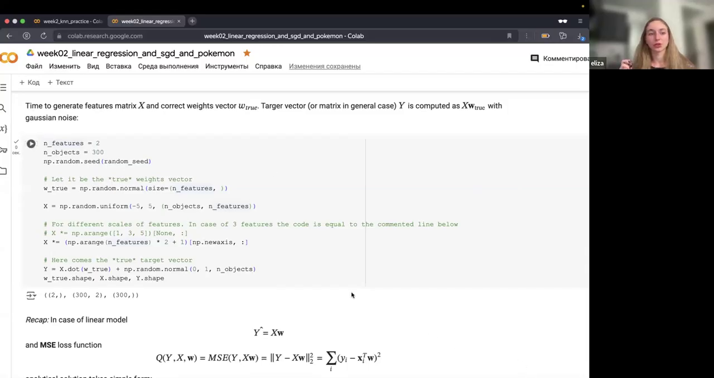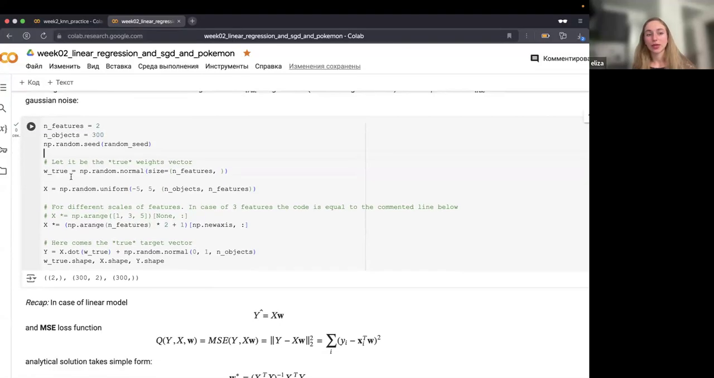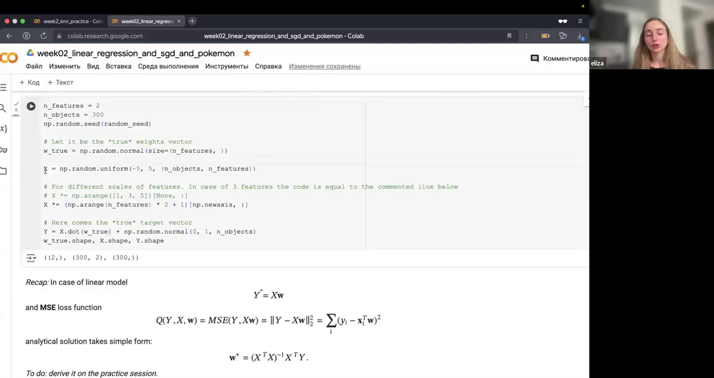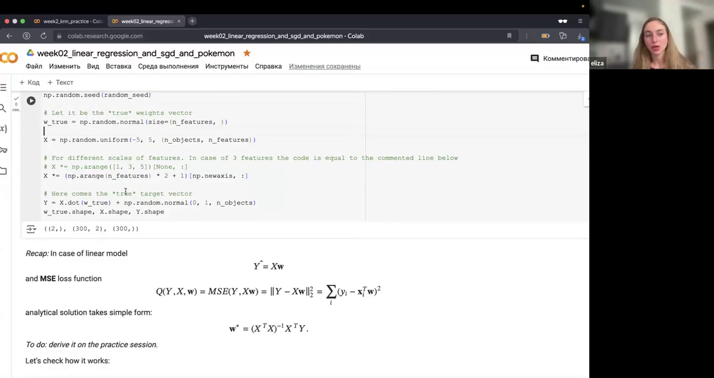Okay, we will generate our data. We will use 2 features and 300 objects, and we want to model true weights from a normal distribution, and also generate our features from a uniform distribution. In this line, we will scale our features. For what?